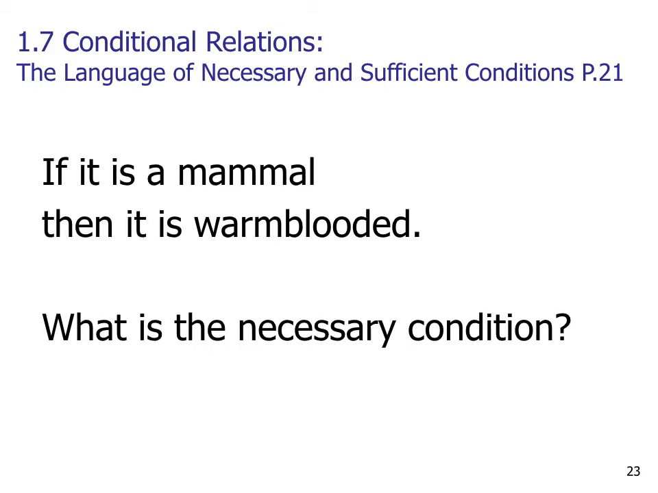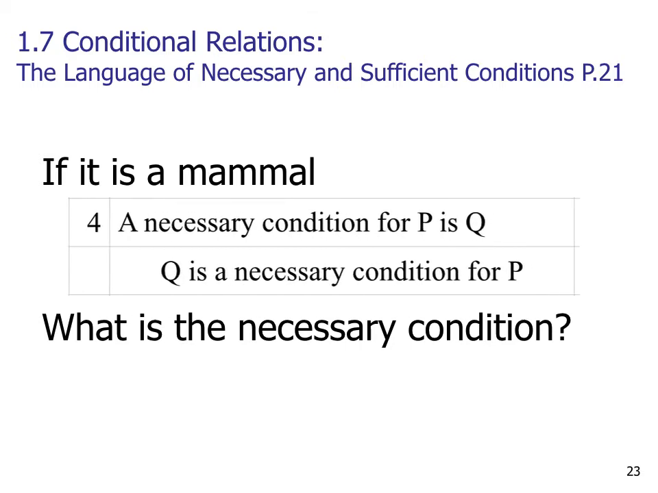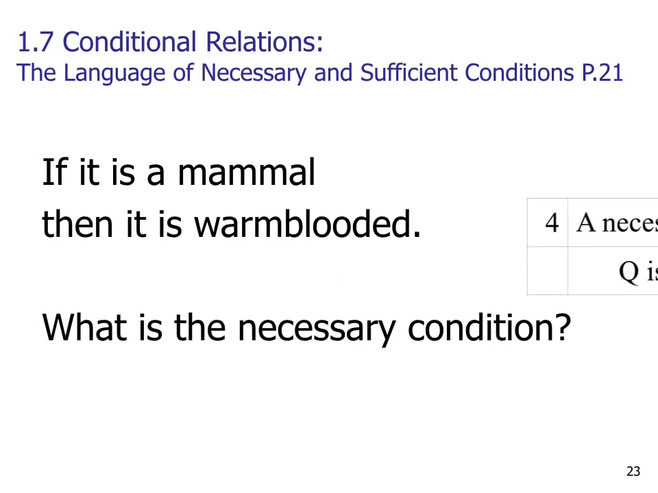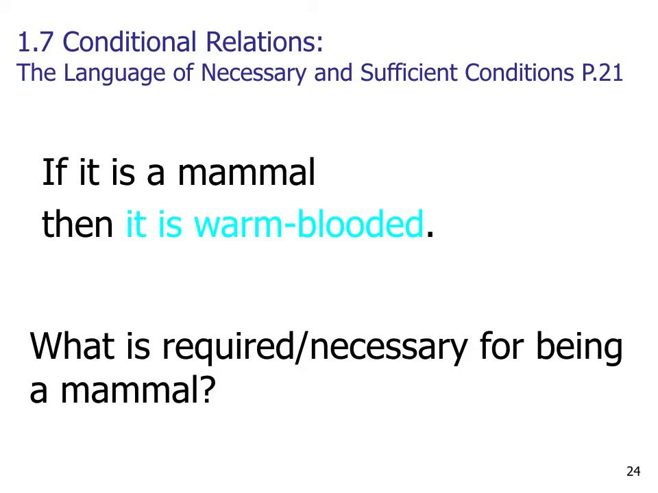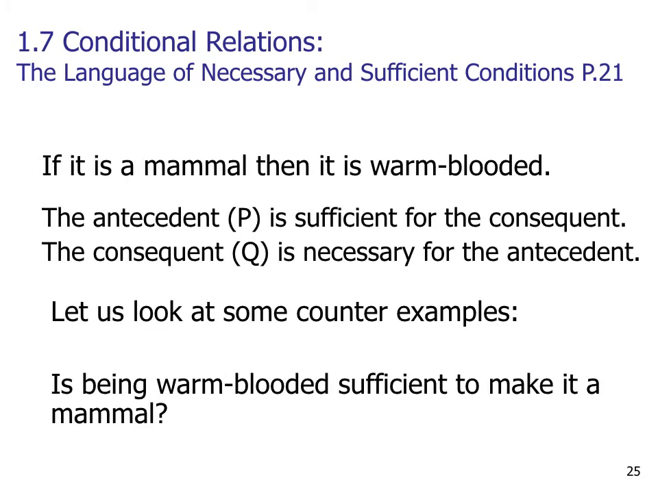Now, let's take a look at the necessary condition. Here, same standard conditional. Now we want to know what the necessary condition is. And it tells us that Q is the necessary. And our Q is it is warm-blooded. So what is required or necessary for being a mammal? Being warm-blooded. So, if it is a mammal, then it is warm-blooded. The antecedent P is sufficient, and the consequent is necessary.